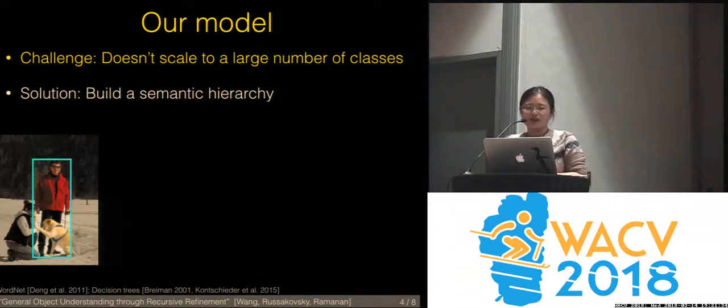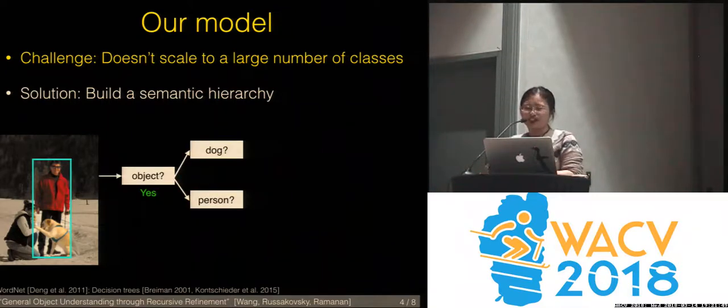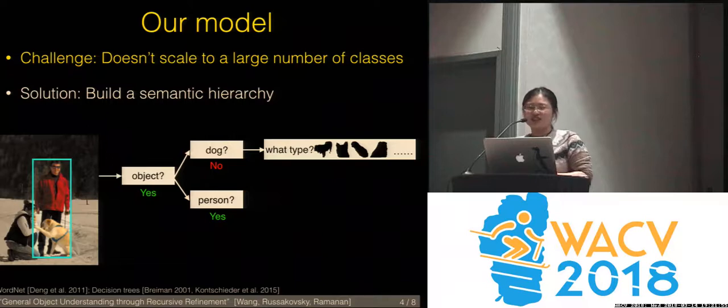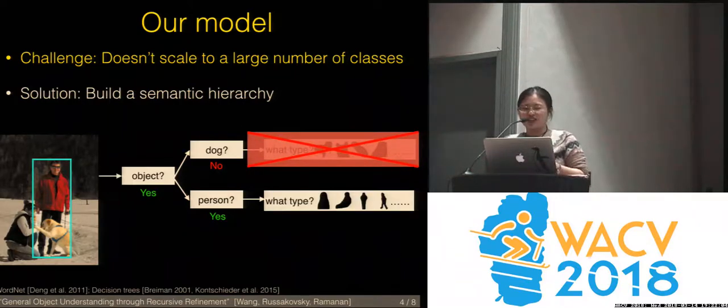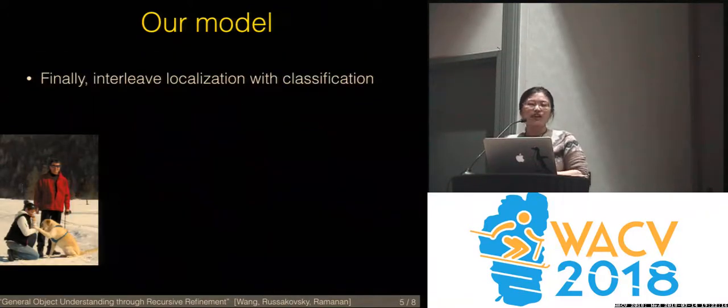Second, to scale to a large number of classes, we propose to build a semantic hierarchy. So now instead of directly predicting the subcategories, we first predict if the region contains an object or not. The answer here is yes. So conditioned on there being an object, we now look at what type of object it is. We know it's a person, and because it's a person, there is no need to look at the subcategories associated with other classes, such as dogs, cats, etc. And now we only need to focus on the subcategories of people. Finally, again, we know this is a standing person. By having this hierarchy, we are able to prune redundant computation, and that's why our method is more efficient.